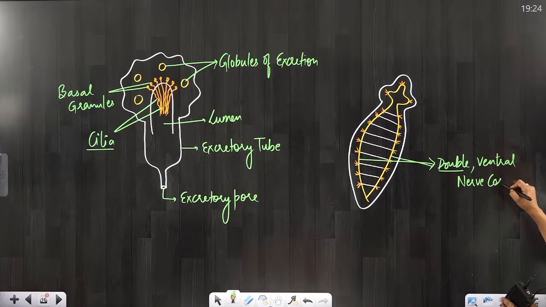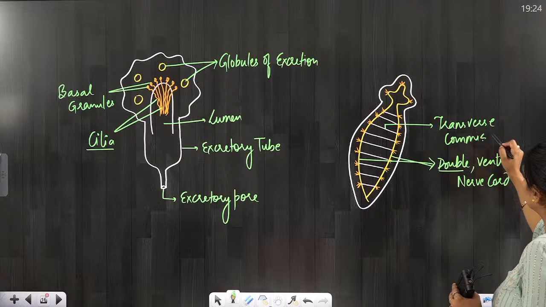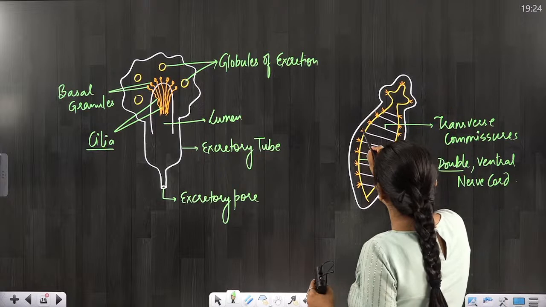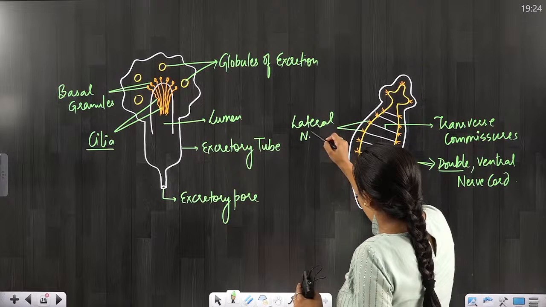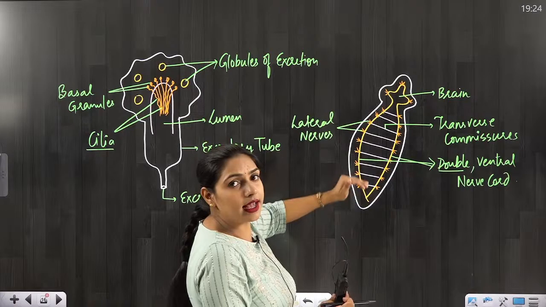Then what are these? These are transverse commissures, which are connecting the two nerve cords. And then you can see the lateral nerves here. These are the lateral nerves, beta. Lateral nerves. This is acting as a brain here. All right. That's all. So, is it looking like a ladder? That is why the name of this nervous system is ladder-like nervous system, right?